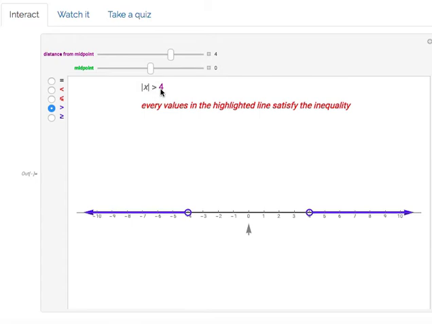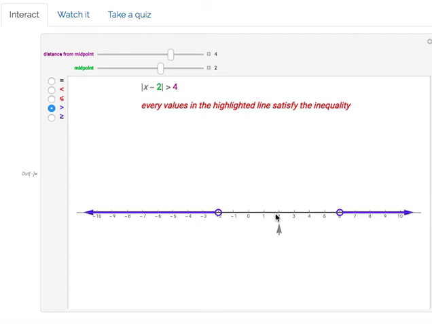|x| > 4, so the midpoint is 0. From 0 it takes 4 values, 1 2 3 4, and after the 4 all the line, whatever points in the line, will satisfy this inequality. Similarly on the left side, 1 2 3 4, after 4 every point in the line satisfies this inequality. So you can make it non-zero.